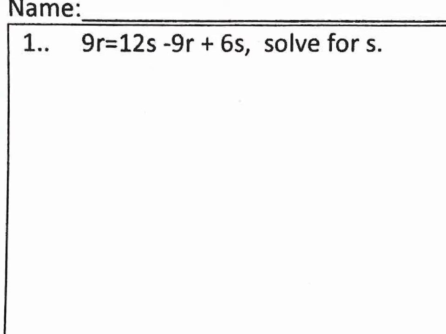You have this equation, 9r equals 12s minus 9r plus 6s. They want you to solve for s. Okay? So whenever they tell you to solve for any variable, that means to get that variable by itself. Abria? So what do I need to get by itself? I need to get s by itself.